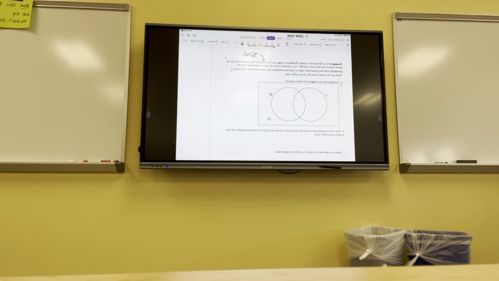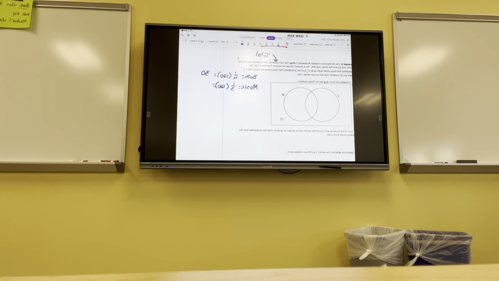All right, so we're gonna do this. We're gonna do both. So the probability that they join both is a fourth of our total. And the probability that they join music is a third of our total. All right, so 30 for both and 40 for music.